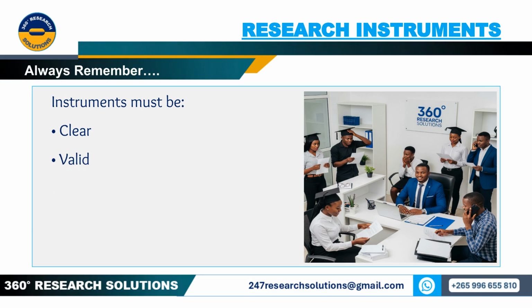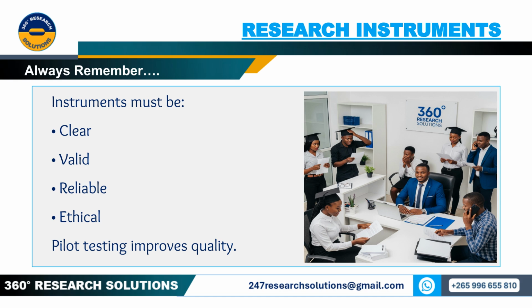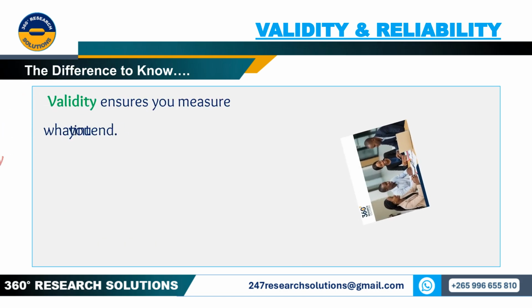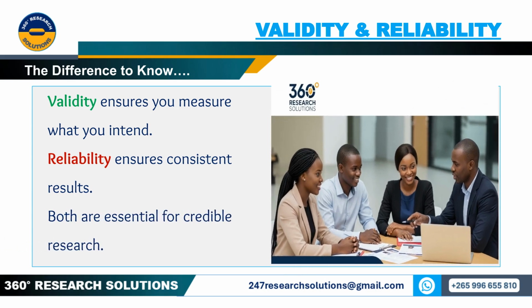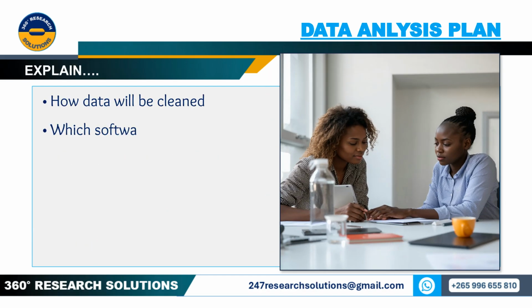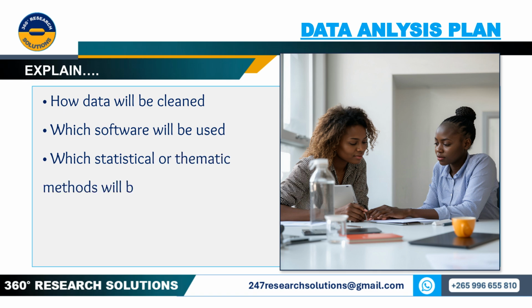Remember that your research instruments must be clear, valid, reliable, and ethical. Pilot testing is always recommended to improve instrument quality. Validity ensures you measure what you intend to measure. Reliability ensures consistent results. Both are essential for credible research outcomes. Your data analysis plan must explain how data will be cleaned, which software will be used, the statistical or thematic methods applied, and how results will be interpreted.